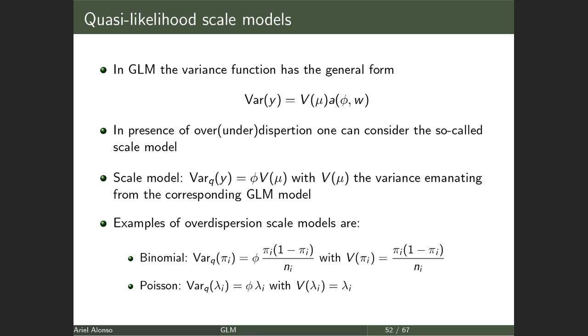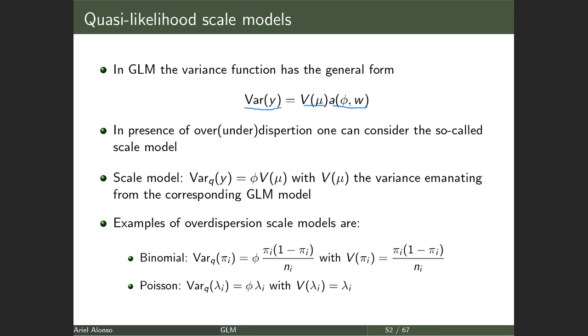That's it. That's the quasi-likelihood procedure. So generally in GLM, you have this relationship: the variance is equal to the variance function times this A function here. Let's see, for example, how you can handle over dispersion, or under dispersion. In that case, you can consider, for instance, the scale model.